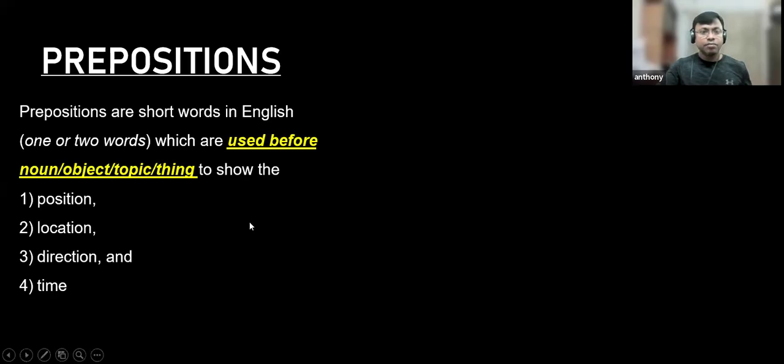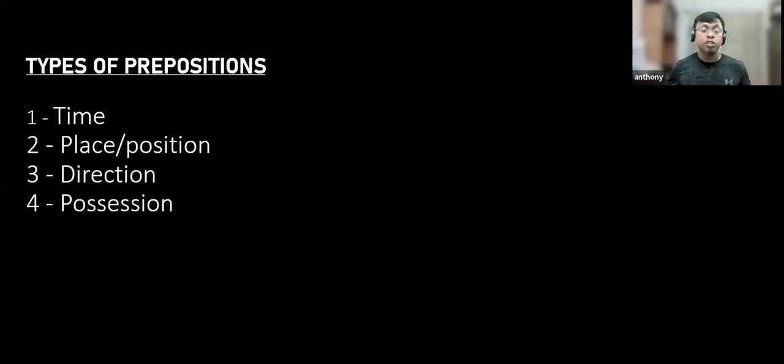Prepositions are short words used in English. One or two words, this I want you to remember. Maybe one or maybe two words combined together are called prepositions. We will see those words also. Used before noun, object, topic, thing to show the position, location, direction, and time. Position of what? Position of topic or thing or object or noun. Location of topic or noun or object, thing. Direction of topic, noun. Time of topic. So you will see that thing.